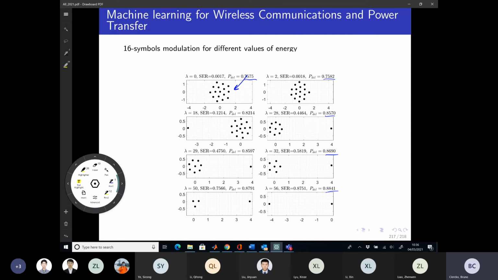So if you change the modulation, you have to change the waveform. The coding may change as well, the receiver designs, and so the entire physical layer of a communication network may change if you want to really make the best use of radio waves for communication and power.